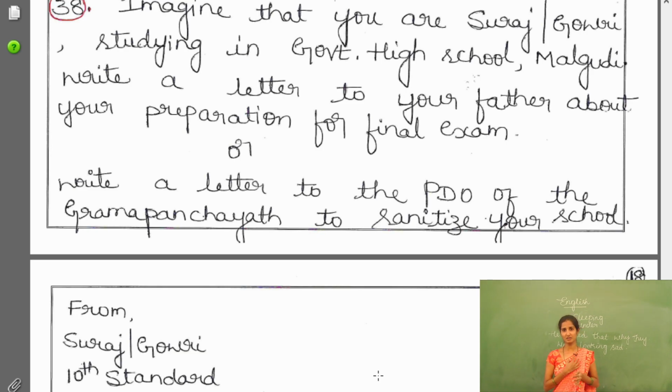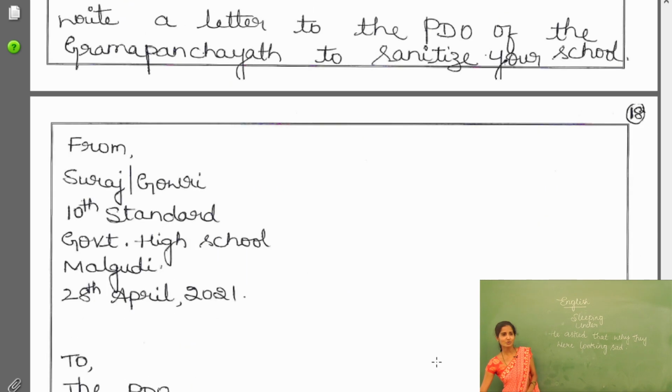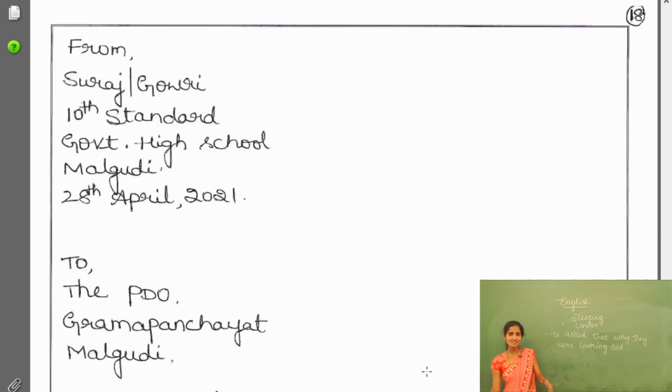And my personal suggestion to you is, when you are asked to write a letter, there will definitely be an option for you between formal and informal. Better you go with the formal letter, because everything will be given there itself: from, to, and the body of the letter. For example, here, write a letter to the PDO of the Gram Panchayat to sanitize your school, right? They have given everything. What you have to do is adjust all those things to their place.